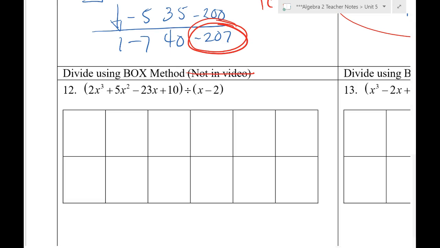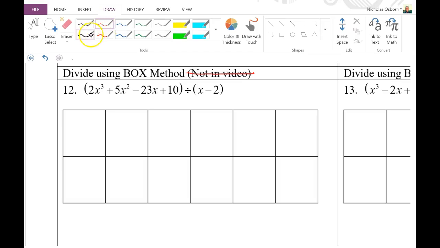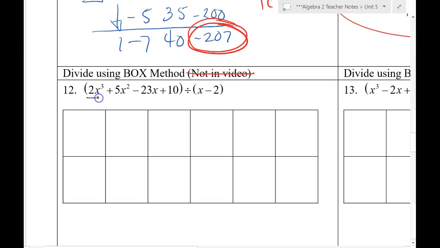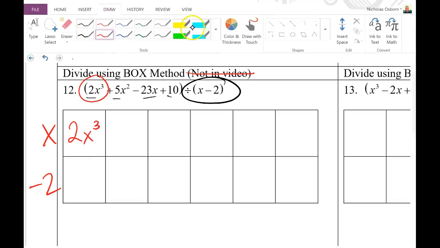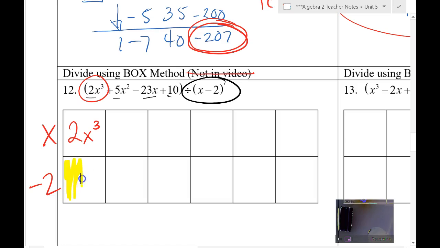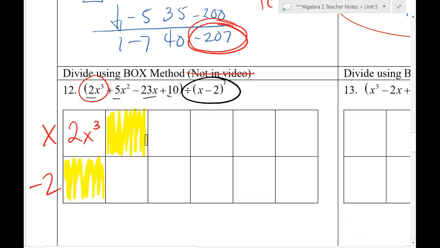So again, make sure you're not missing any terms. And it looks like we have x to the 3rd, x squared, and x, and then a constant, so we're good. So the first thing you do is you take your divisor, or what you're dividing by, you put that over here on the left. Let's do a different color. Put the x and then negative 2. Then you take your first term, and it goes in the first box. And like I showed you in the steps in the notes, I like to highlight diagonally, because it helps me keep track of what I'm doing.